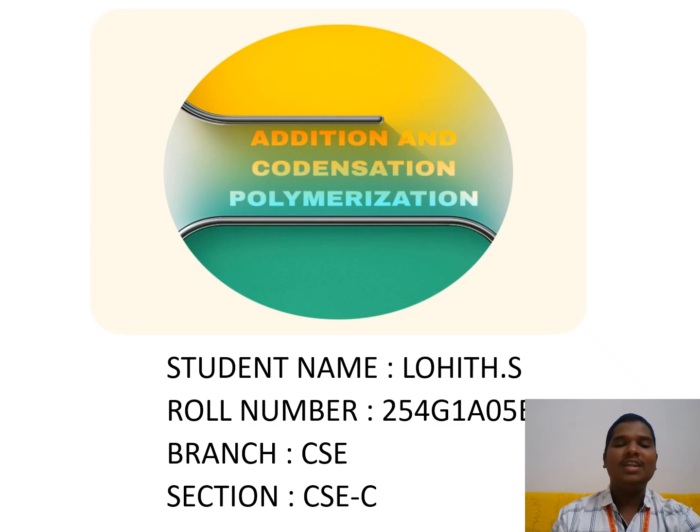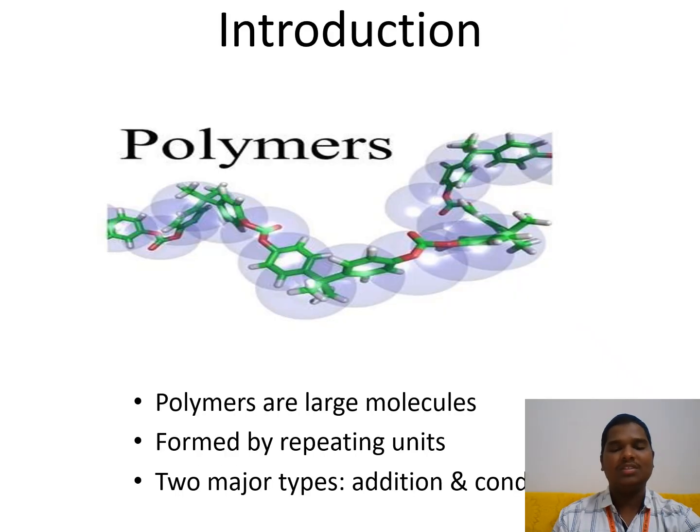Now, I would like to begin the main topic, starting with an introduction about polymers. Polymers are extremely large molecules made up of many small repeating units called monomers. These monomers join chemically to form strong chain-like structures. We commonly come across polymers in the form of plastics, rubber, fibers, adhesives, and various household and industrial materials.